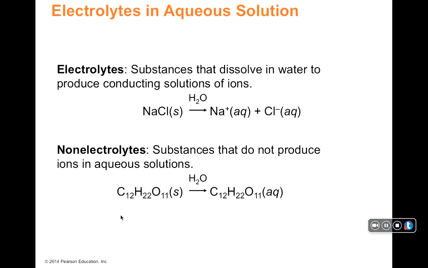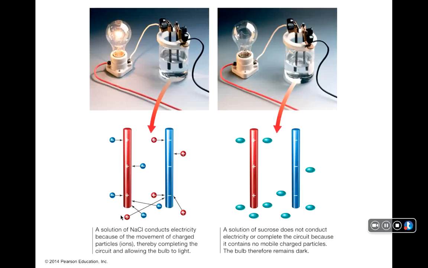Electrolytes are those substances that will dissolve in water and produce solutions of ions as a result. And non-electrolytes are ones that will dissolve in water but do not produce ions in solution. And as you can see here, electrolytes, because they separate into ions in solution, can conduct electricity.